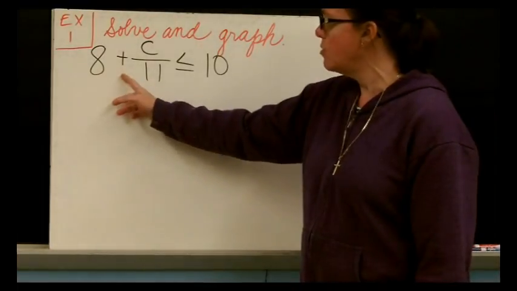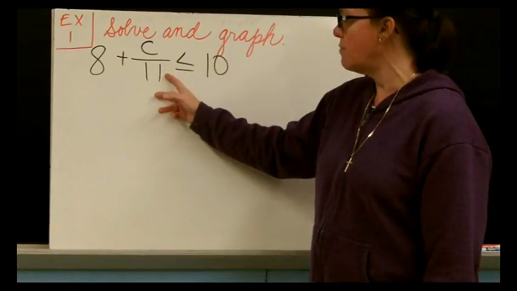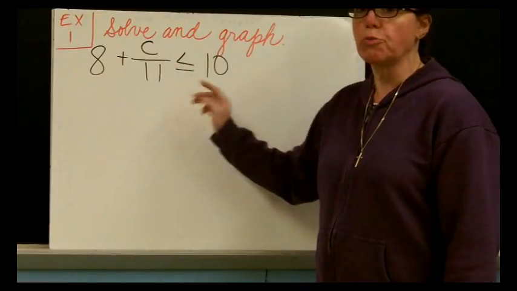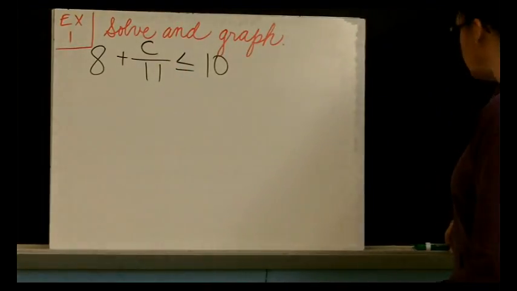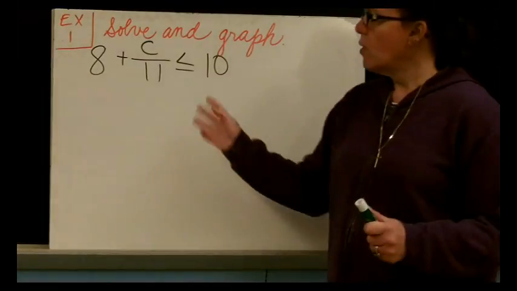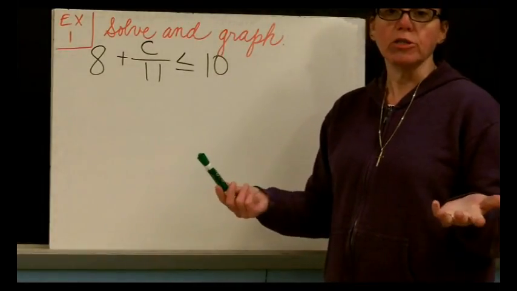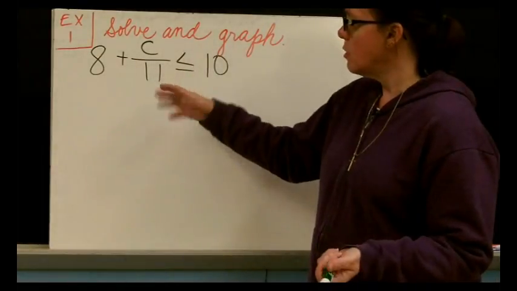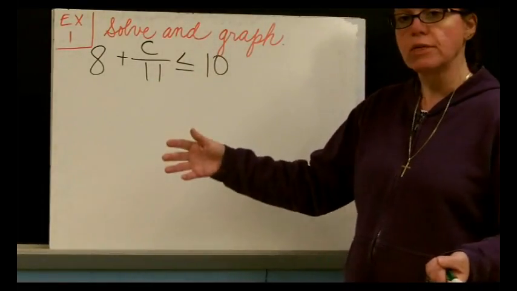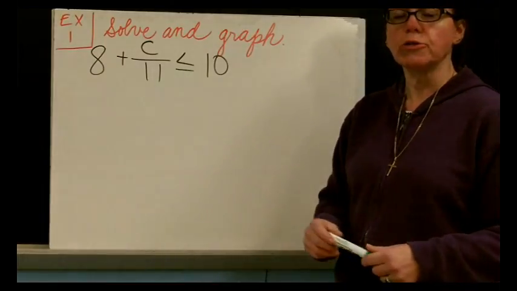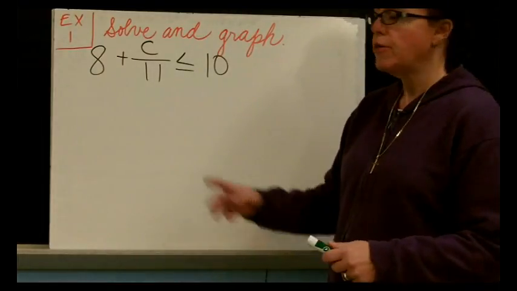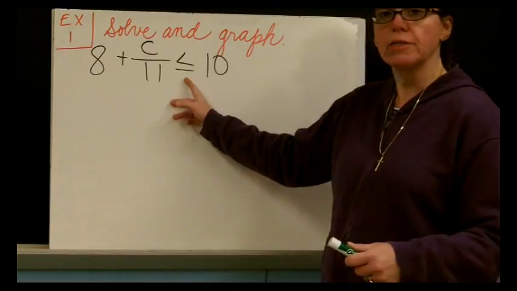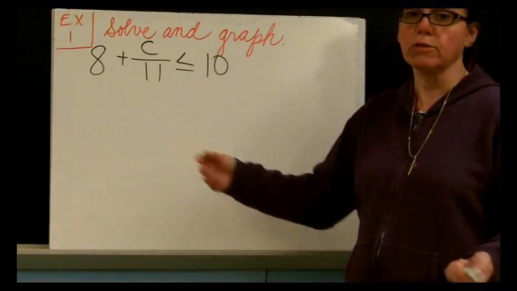We have 8 plus c divided by 11 is less than or equal to a positive 10. This is a lot like when we were solving equations. Remember, the only difference in the steps is that, well, really no difference. We're following the same steps. Our goal is to isolate the variable. The only difference is that we have inequality symbols now instead of equal signs.